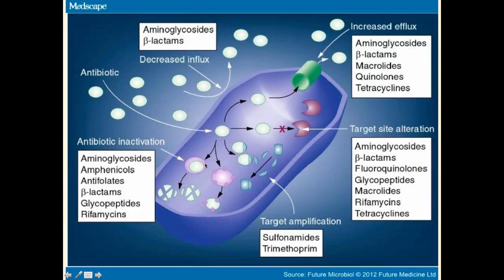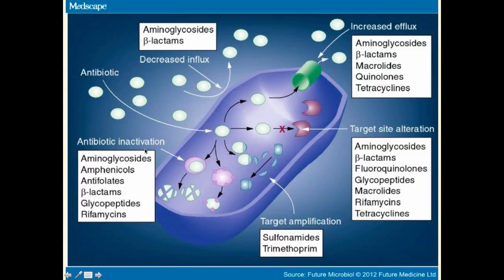So here we've got our bacteria, and some examples of how the bacteria managed to become resistant is, for example, decreasing the influx or the uptake of the antibiotic. So sometimes antibiotics require a binding to a receptor on the cell in order for the drug to be taken up. So some bacteria just reduce their expression of those receptors, so the antibiotic doesn't enter.